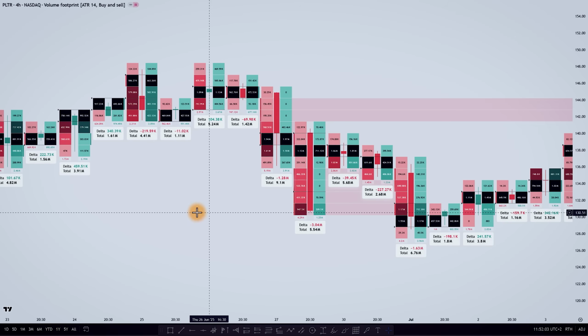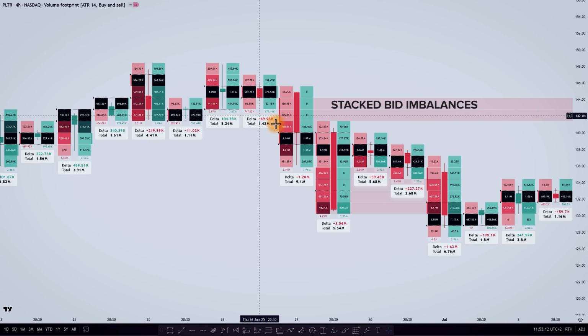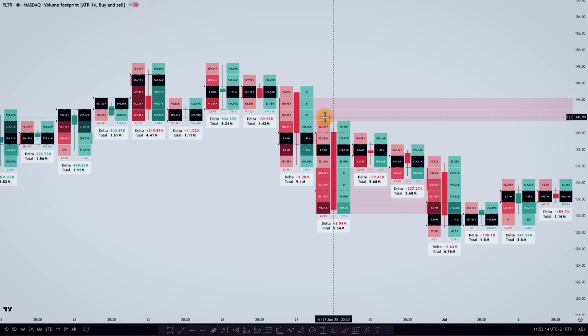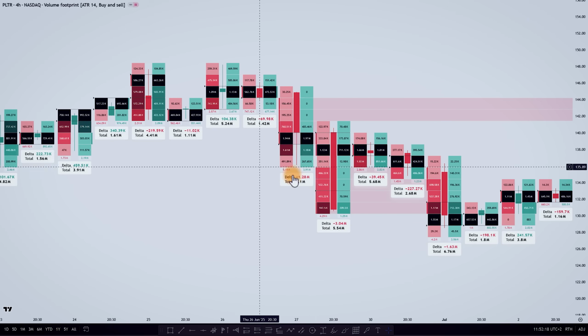The short setup is the same logic, flipped. Price rallies into a supply zone. Open footprint. Look for stacked bid imbalances. Sellers attacking. Check delta turning negative. Check that price responds to selling. No absorption. Same system, opposite direction.